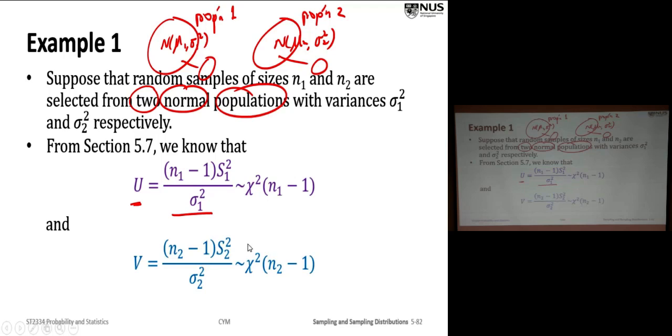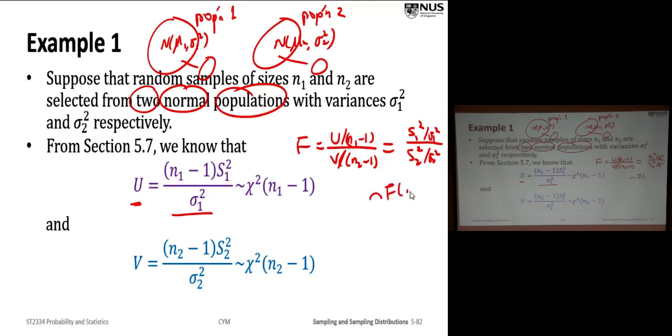And similarly, consider the values from the second sample. Calculate n2 minus 1 times s2 squared divided by sigma 2 squared. Then, because they are from independent samples, U over n1 minus 1 divided by V over n2 minus 1, if I call it F, basically is equal to s1 squared over s2 squared, over sigma 1 squared over sigma 2 squared. So this follows an F distribution.